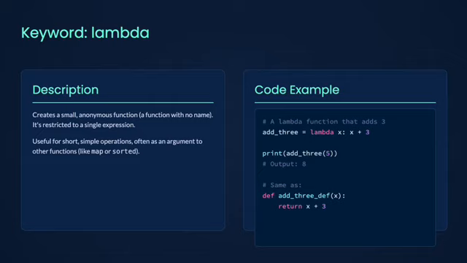Let's talk about lambda. It's a bit of a weird one, but it's very useful. It lets you create a small anonymous function, that means a function with no name. It's limited to a single expression. In this example, lambda x: x + 3 is a function that takes the argument x and returns x plus 3. It's just a shorter way to write the full def function you see below it. You won't use this all the time, but it's very handy when you need to pass a simple one-line function as an argument to another function, like sorting a list.